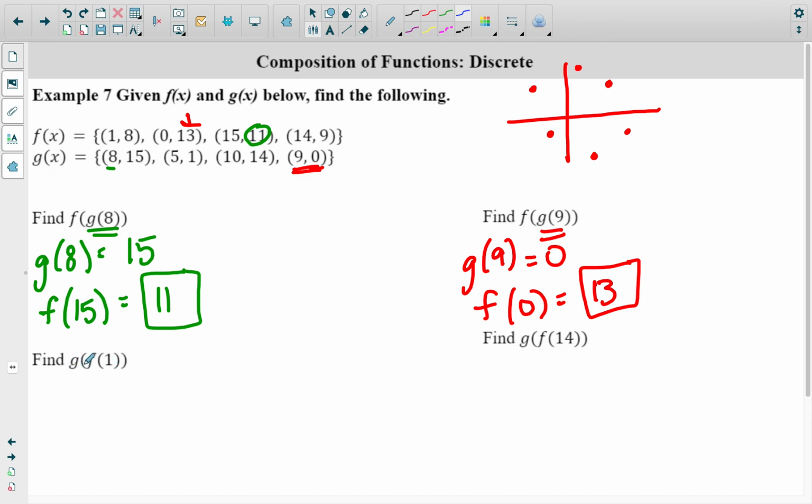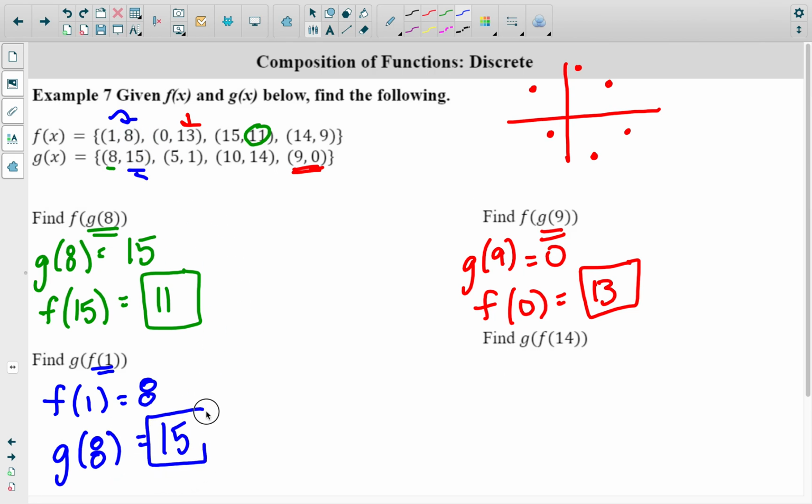Start inside. G of f of 1. F of 1, so when we plug 1 into our f function, we get 8 for y, right? G of 8 then is 15. So 15 is what you want.